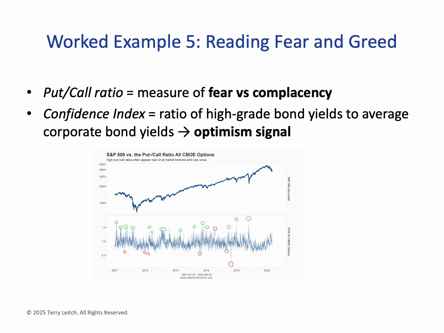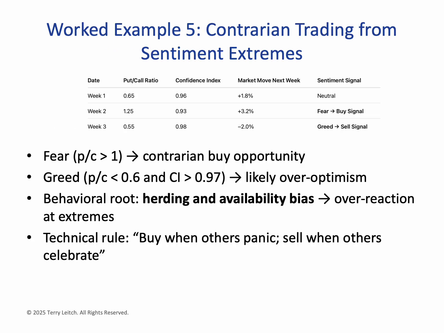And then the confidence index ratio, looking at the high-grade bond yields to the average corporate bond yield. Contrarian trading from sentiment extremes. So this is the put-call ratio, confidence index. We're looking at the signals and seeing how they change. We see fear, and then we see greed. We see a buy signal and we see a sell signal. Technical rule: buy when everyone's panicking, sell when everybody's celebrating.